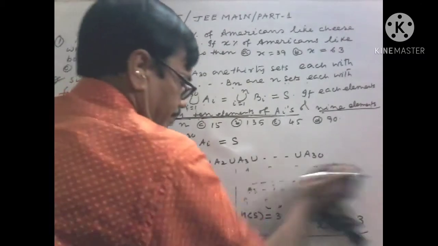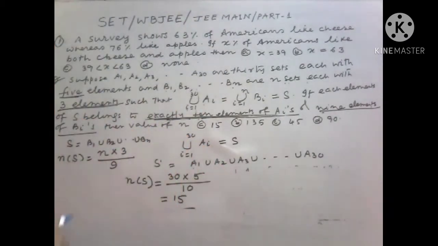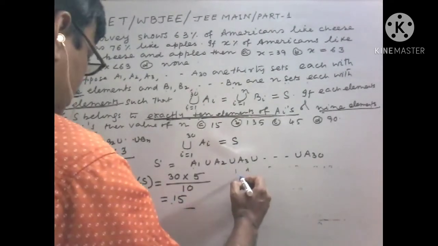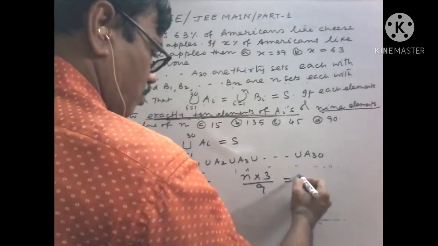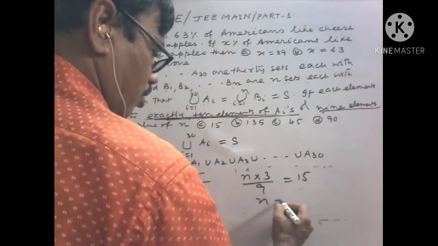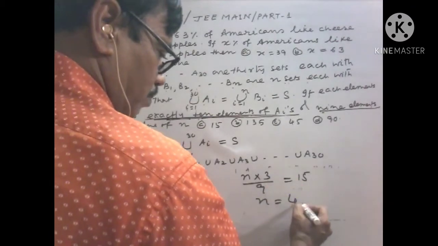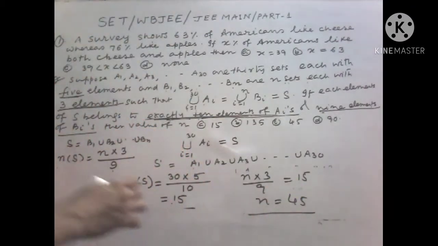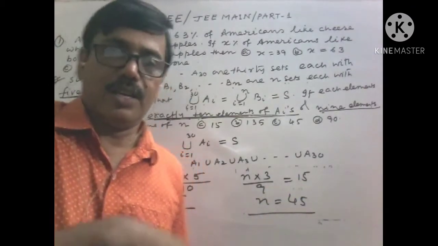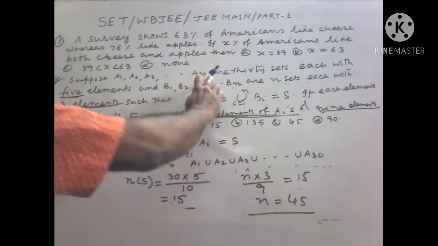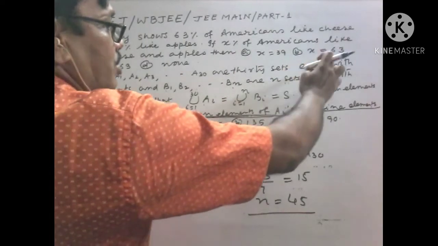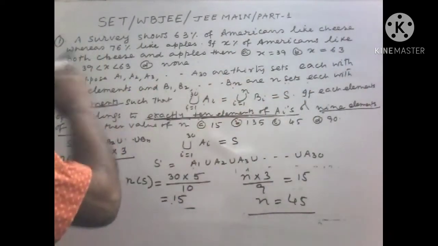Now look, n(S) equals n into 3 by 9, and here n(S) equals 15. So n into 3 by 9 equals 15. So n equals 45. Now listen again: A1, A2, ..., A30 are 30 sets, each with 5 elements.